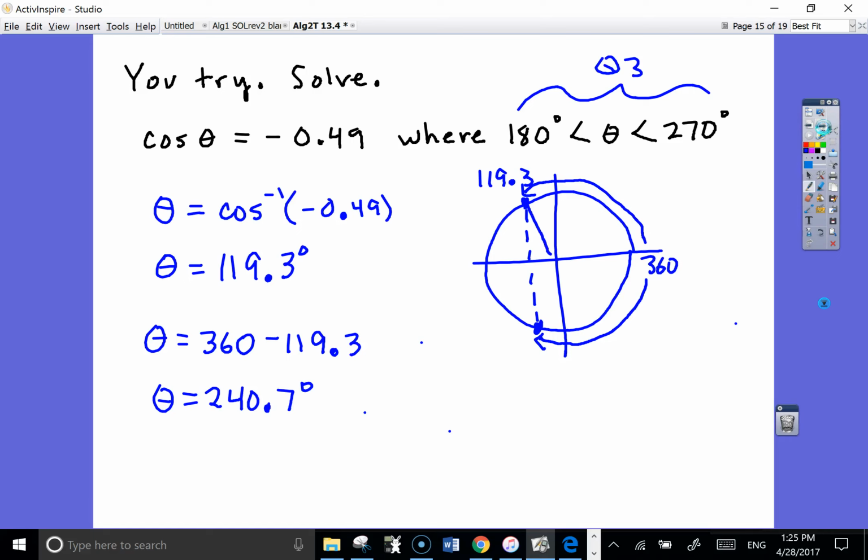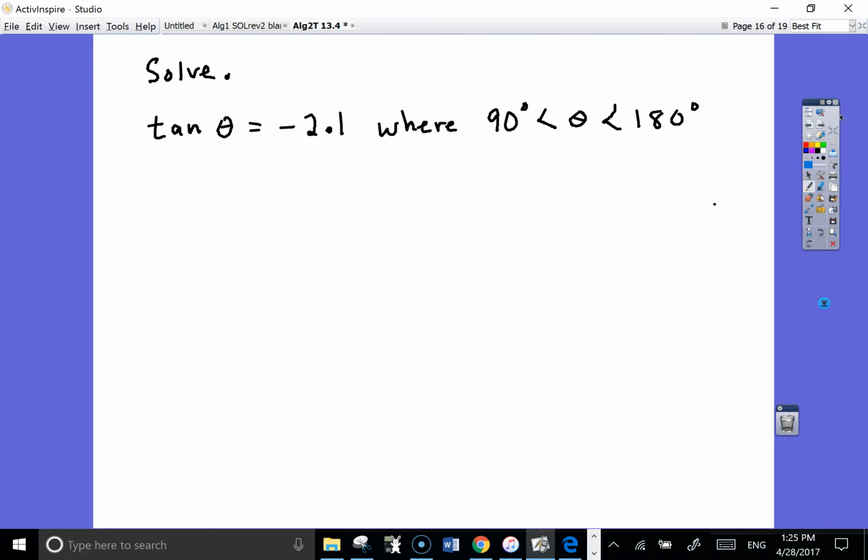We've done those. Now we do tangent. And tangent works out differently than sine and cosine. So let's do tangent theta equals negative 2.1. So theta equals tan inverse of negative 2.1. Again, notice that you can take a tan inverse of a number bigger than 1, right? Its domain is all real numbers. So tan inverse of negative 2.1 gives negative 64.5 degrees.